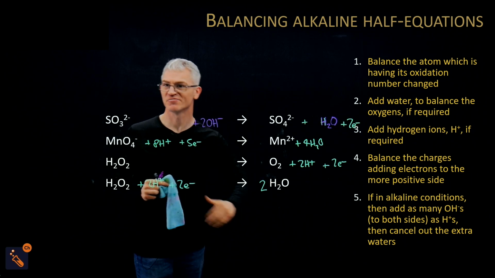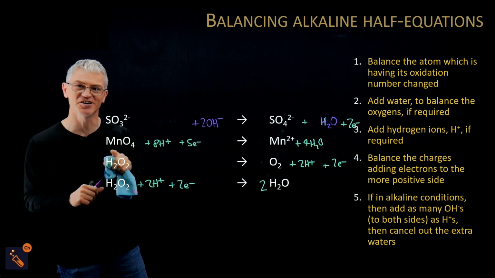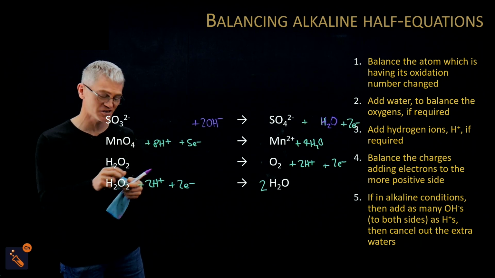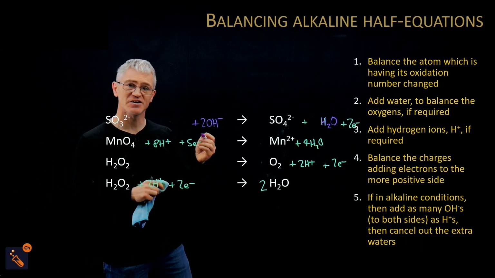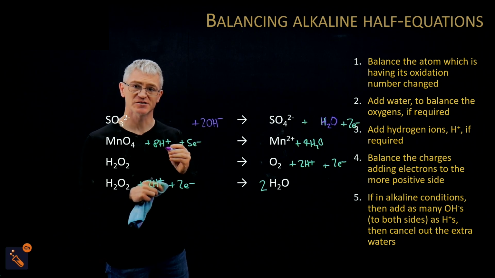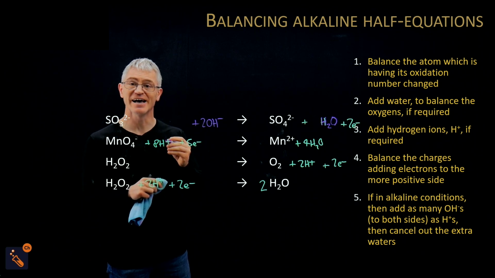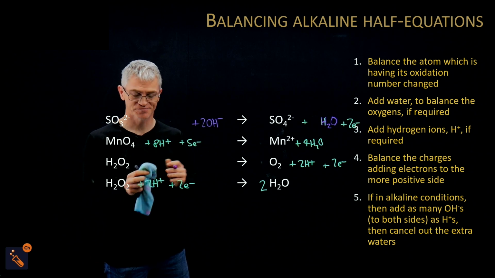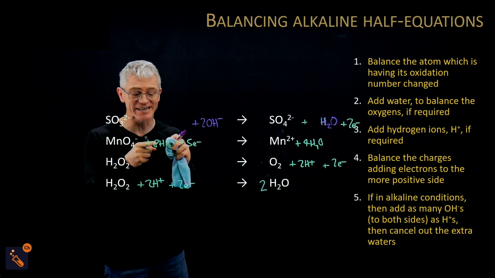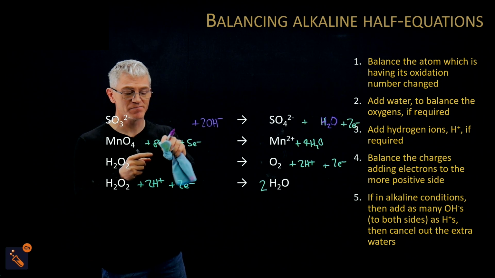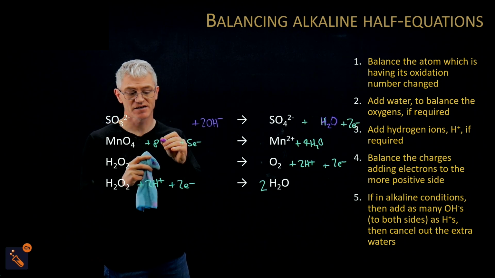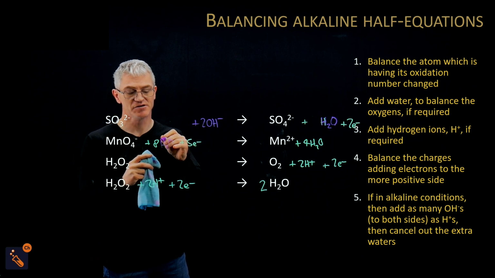Superb. Right. Okay, so we do the same one. Manganate, we want to do the same thing. Again, if that's the case, you've got H plus on this side, so I'm going to add 8 OH minuses. 8 OH minuses to 8 H pluses makes, okay, 8 H2O, okay?